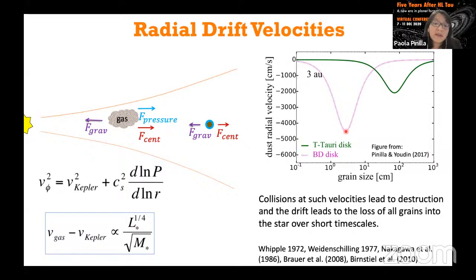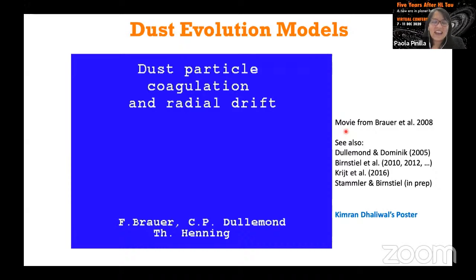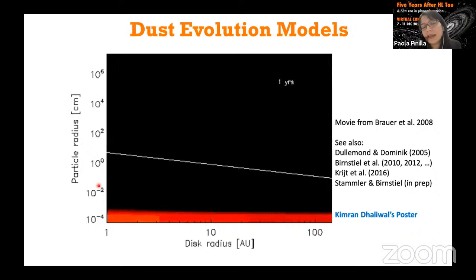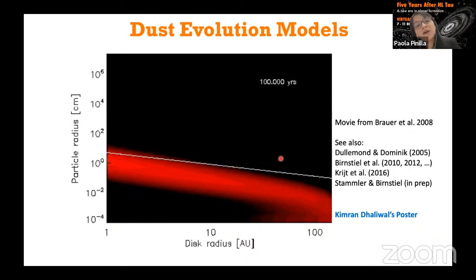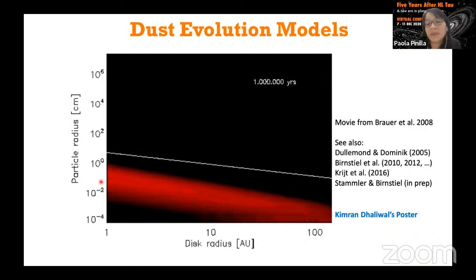Okay, one of the very first models that included all this transport of the grains and the collisions is in the paper by Brauer in 2008. And actually, I'm very proud to have access to this video that I'm going to show you. So you will see the evolution of the dust density as a function of grain size and distance from the star. And here, all the grains initially are micron-sized particles. You see they grow, and eventually, once they reach certain sizes, they all drift toward the star. And at million-year timescales, we almost don't keep any pebbles in the disk.